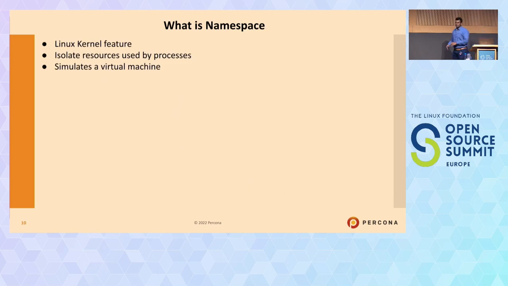And then, what is a namespace? Namespace is a Linux kernel feature. It provides a mechanism to isolate resources by process. I mean, I have a couple of processes, and each process needs to have its own set of resources, right? For that, we use something called a namespace. It's kind of simulating a virtual machine, where the container or a process has its own stuff, and whatever is done is not reflected in another container.